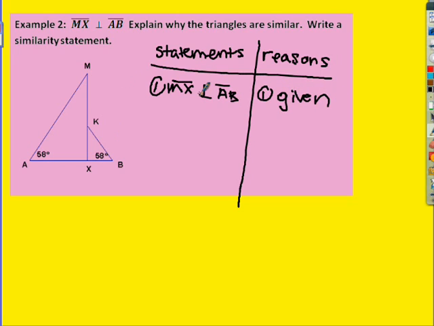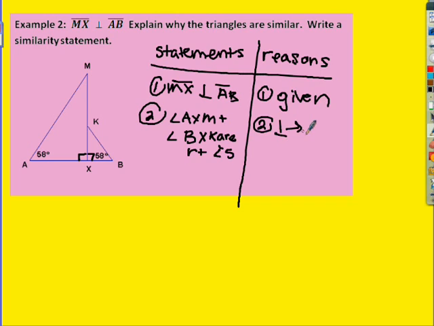Well, remember, we know what perpendicular says. If I know this MX is perpendicular to AB, perpendicular lines create right angles. So I can next say that these angles are right angles. So let's say angle AXM and angle BXK are right angles. And my reason? Because perpendicular tells me I have right angles.